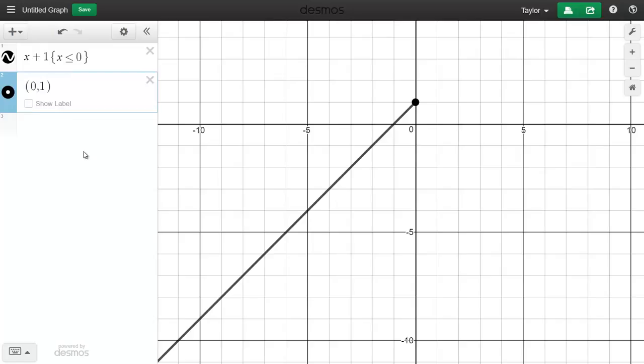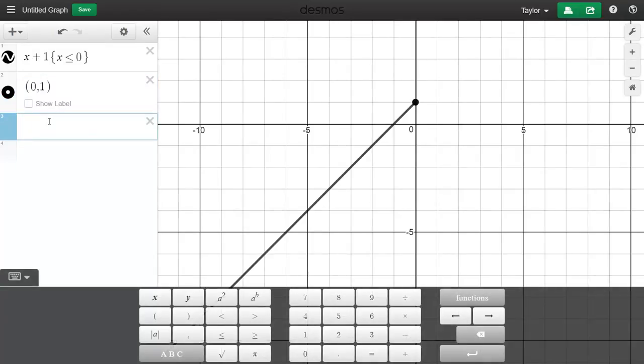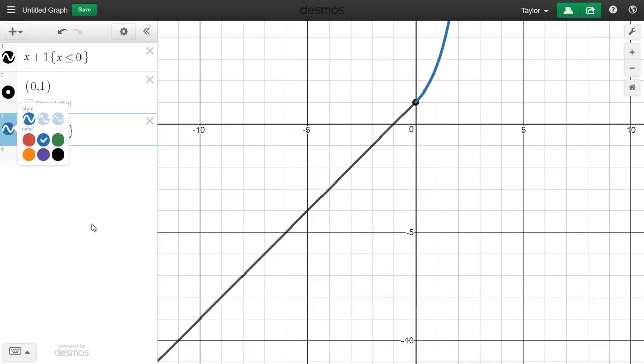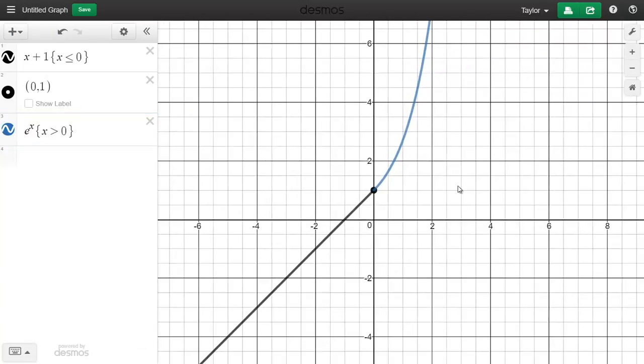Now the other part of my function in this example is e to the x power, the exponential function. It's defined over the other part of the real number line, which is x greater than 0. Not greater than or equal to, but greater than 0.